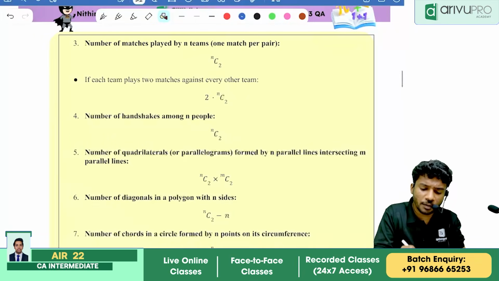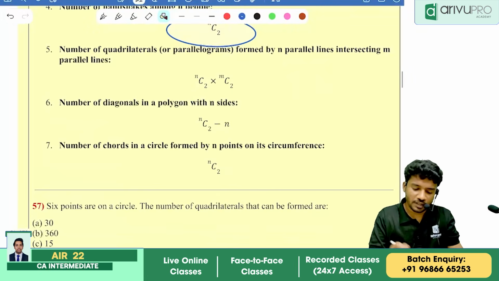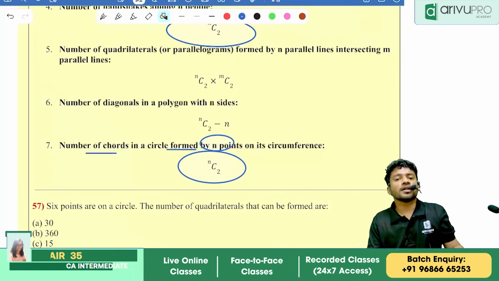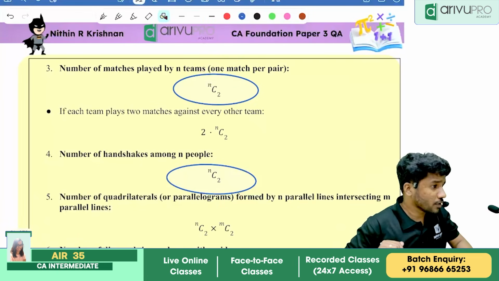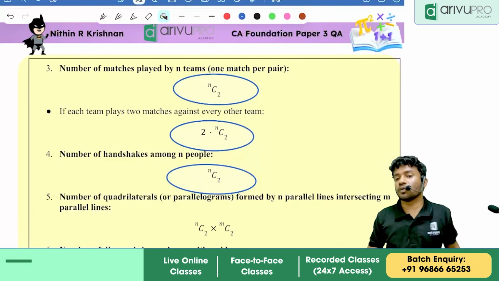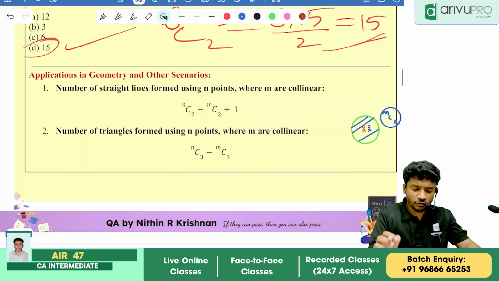Look here. The number of matches played, NC2. Number of handshakes, NC2. Then the number of chords formed in a circle using N points, that is NC2. Now we will talk about 2 matches played against each other. In IPL, teams play 2 matches against each other, so it is 2 into NC2. Remember it this way. Now, a few more formulas.